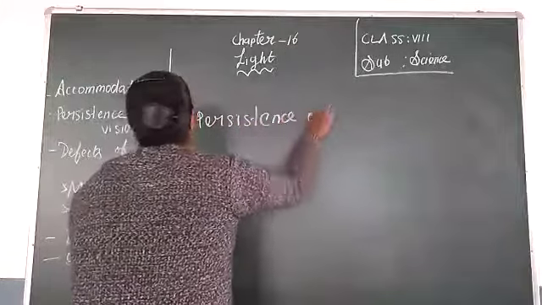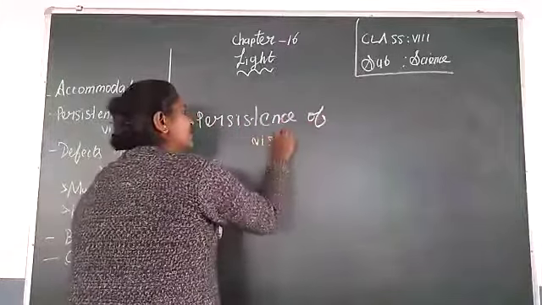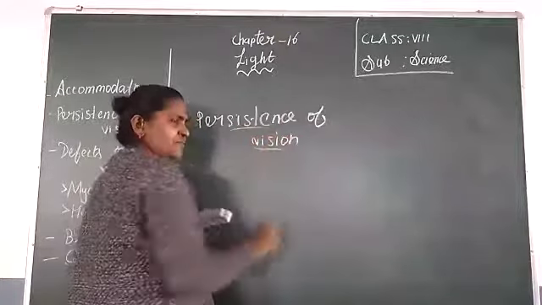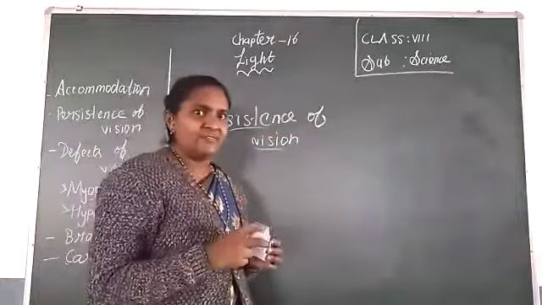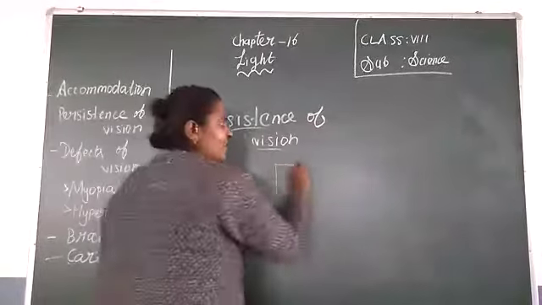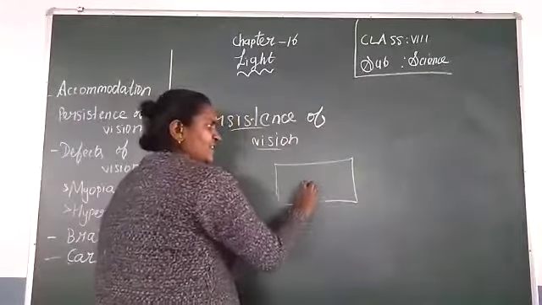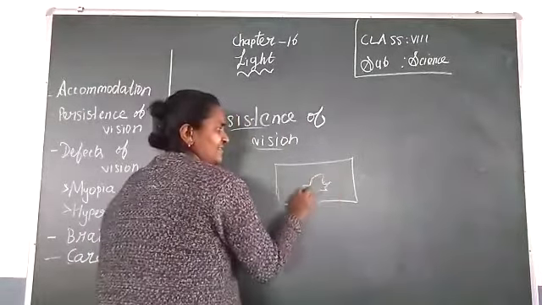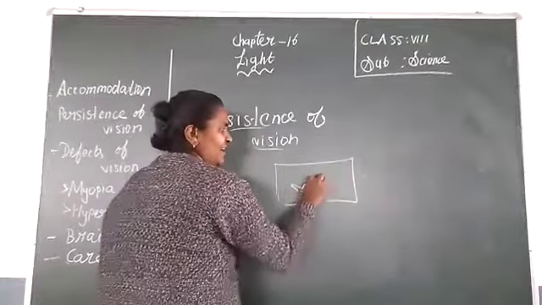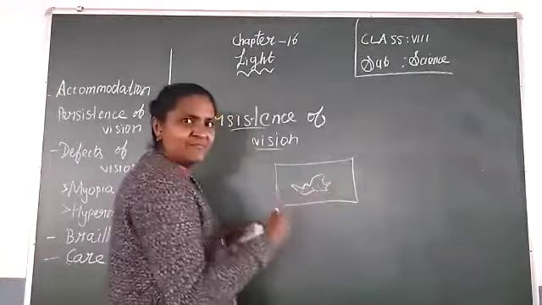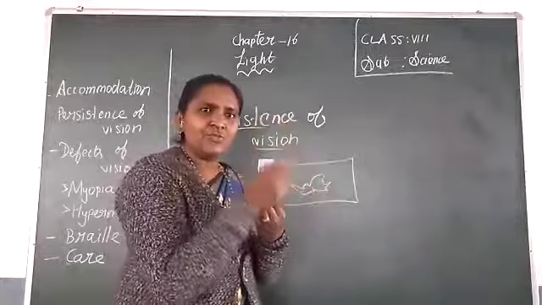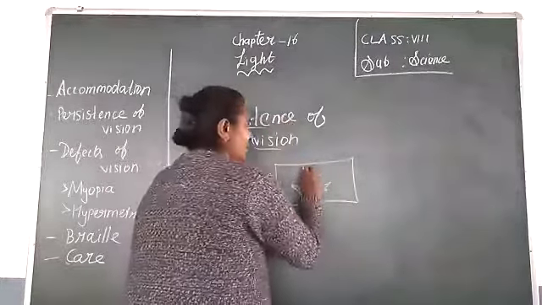What is persistence of vision? I will tell you one activity. Take a cardboard. Imagine there is a bird on it. On the back of the cardboard, you make a cage.